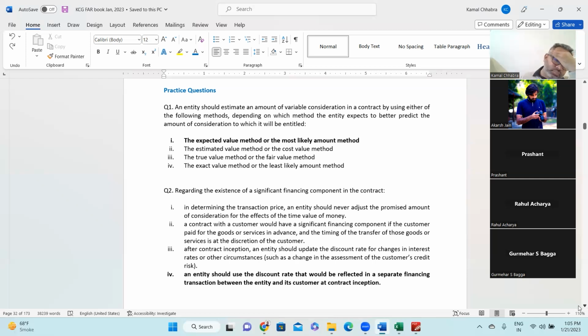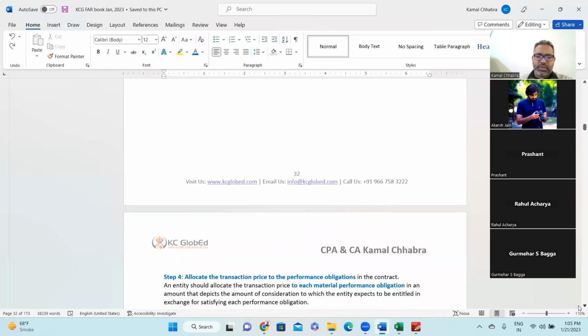Sir, it's correct because we separated that component to recognize under the finance income. Yes, separate. Just to avoid any ambiguity in future, it's always good market practice as well as industry practice to clearly communicate or lay down the rate of interest in the arrangement, right? So this is all about step 3.